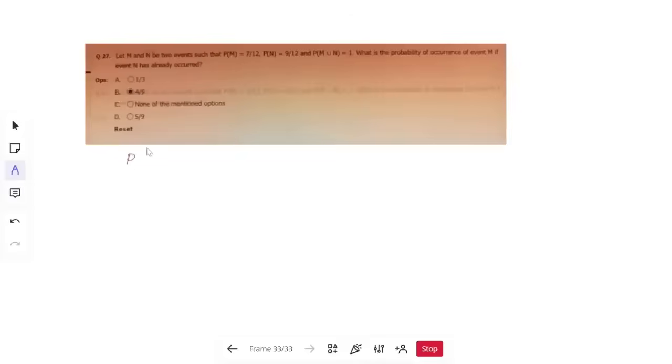See guys, we have a formula for conditional probability, that is this one: p of m n divided by p of n. This is the formula that we have.